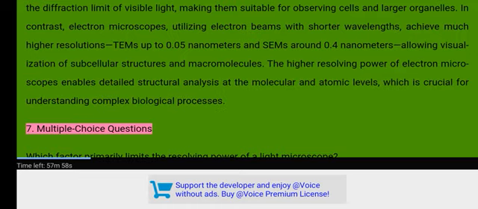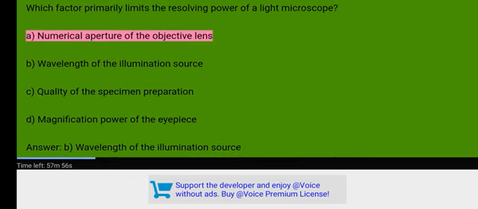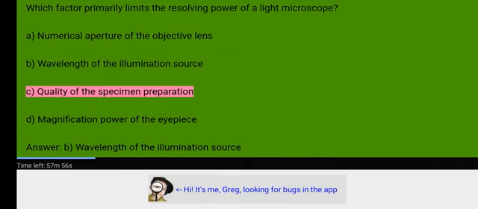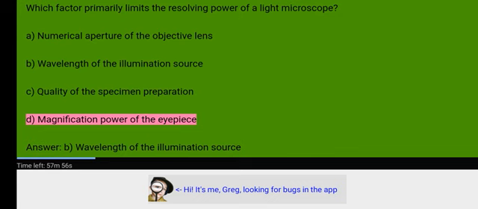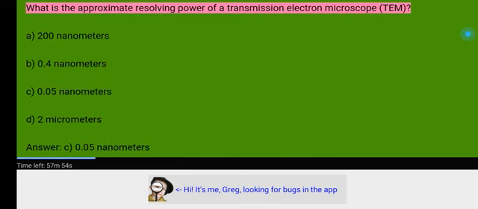7. Multiple choice questions. Which factor primarily limits the resolving power of a light microscope? A. Numerical aperture of the objective lens. B. Wavelength of the illumination source. C. Quality of the specimen preparation. D. Magnification power of the eyepiece. Answer, B. Wavelength of the illumination source.